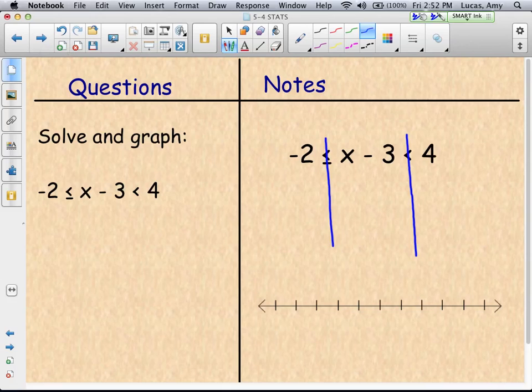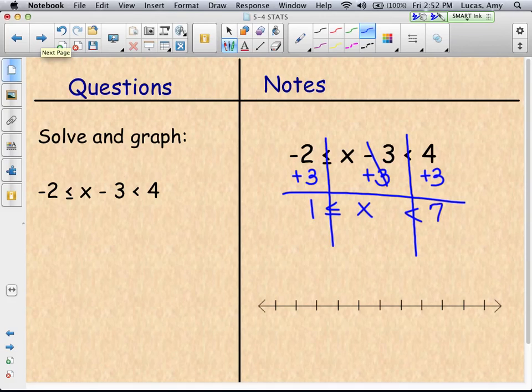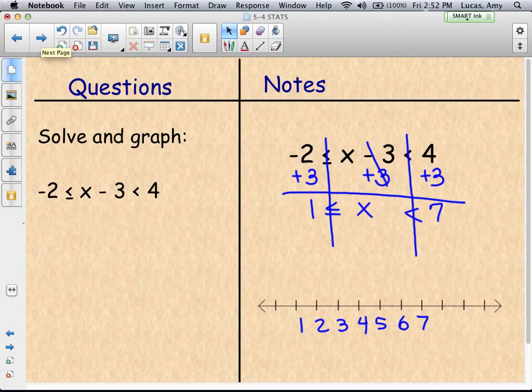To get the x by itself, I would need to add 3. So with this compound inequality, I need to add that 3 on the right and on the left. So I will get positive 1 is less than or equal to x, which is less than 7. So I can keep this an interval, and I can graph it. I don't have to split it.